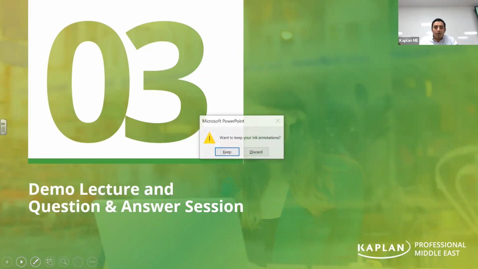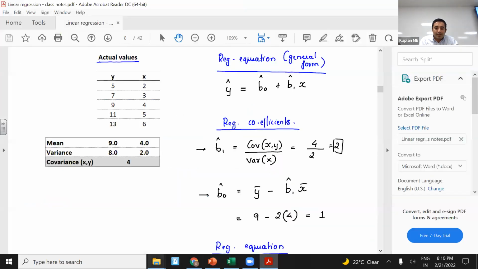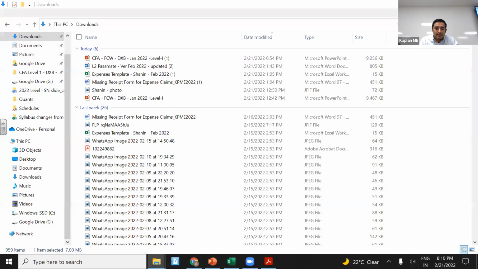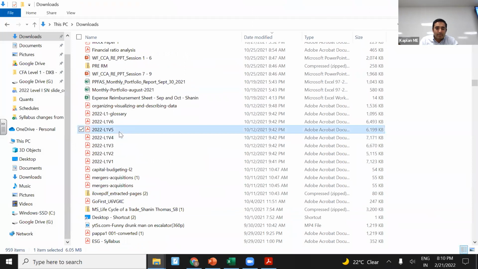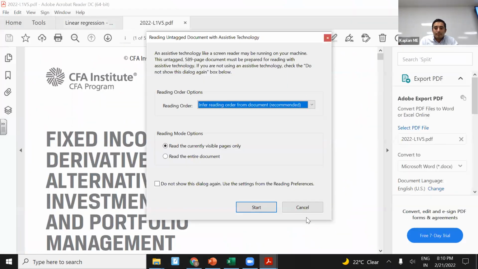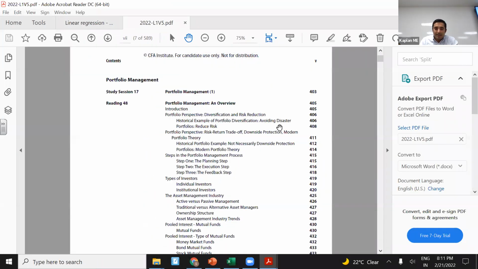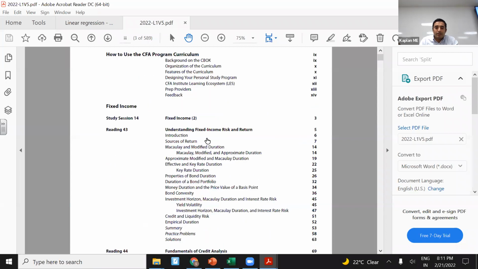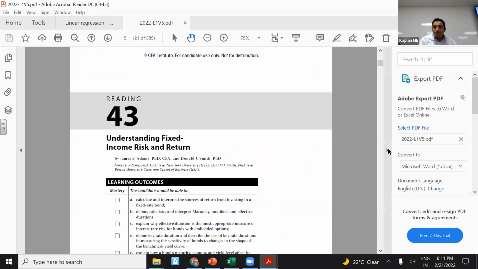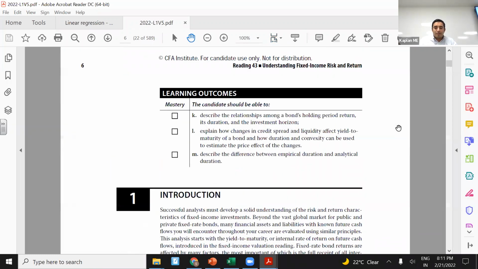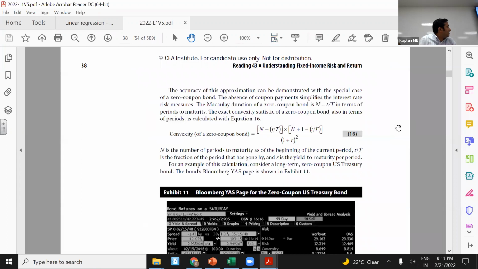Now, talking about the kind of questions, let me just show it to you. Ethics is 15 to 20%, which is mainly theoretical, if I'm not wrong. Yes, theoretical. That's fine. Let's say in fixed income, understanding fixed income risk and return. This is basically what the CFA Institute topic is. They will talk about all these things, and in the end, there will be some exam questions.